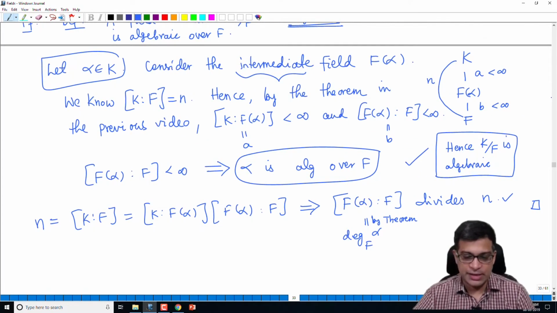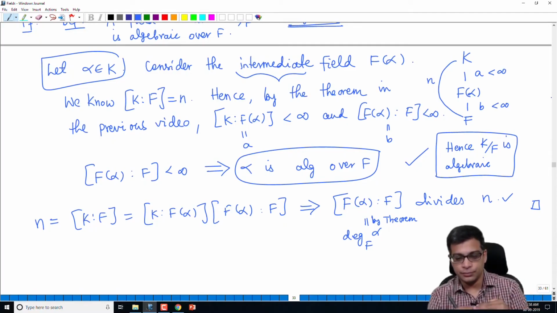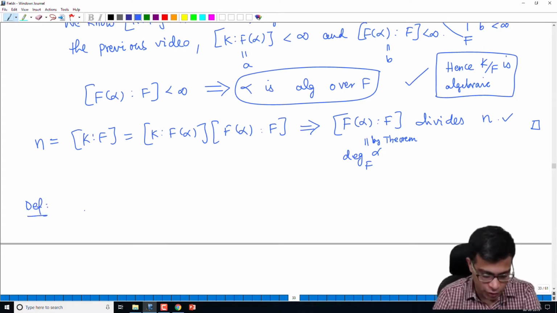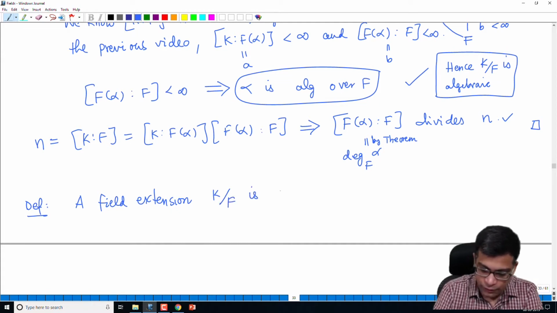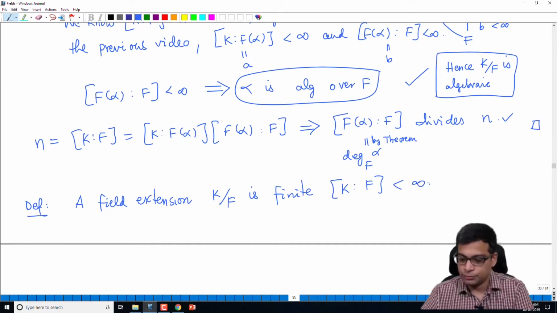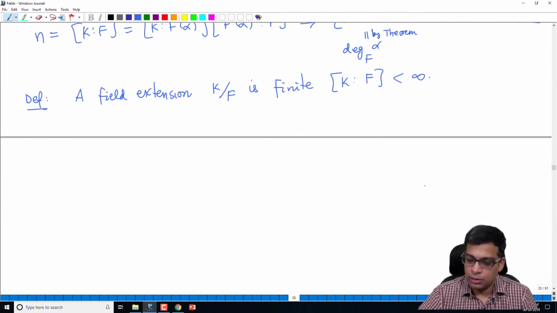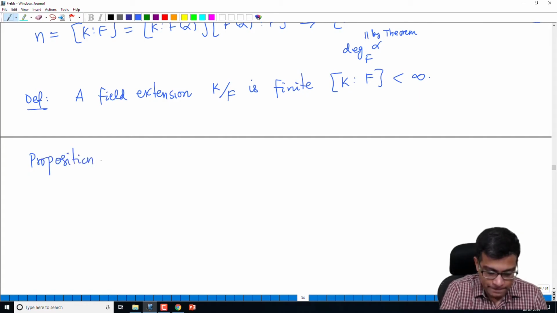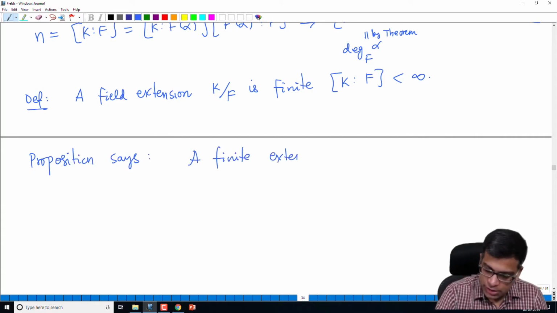Okay. So this says that if you have a finite extension, let me also define this formally so that we can refer to it without any confusion. A field extension K over F is called finite, very simple, if K colon F is finite. So a field extension is finite if its degree is finite. So what the proposition says is that a finite extension is algebraic.